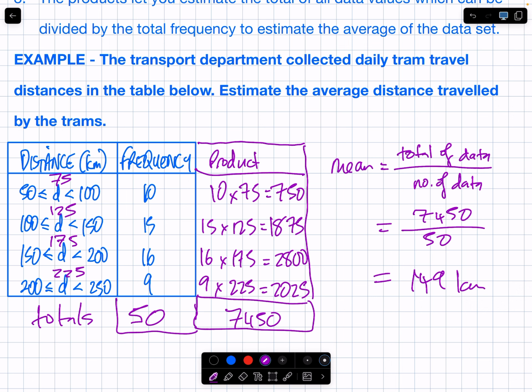which seems about right because that's on the higher end of this class interval. And you're saying, well, Mr. T, that class interval is below halfway. Yes, I agree, but there's sort of a skew of more data here. It's going to be around halfway. Okay?